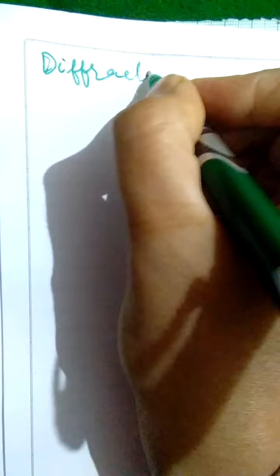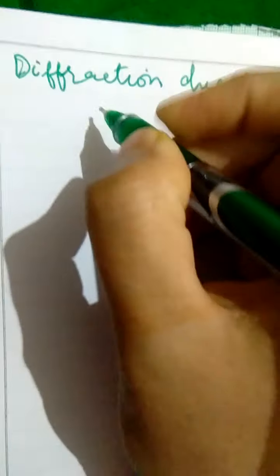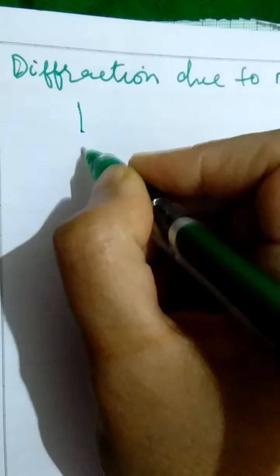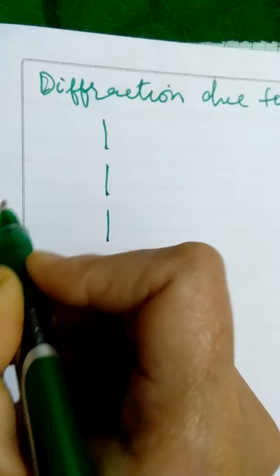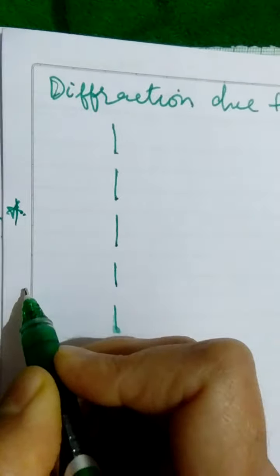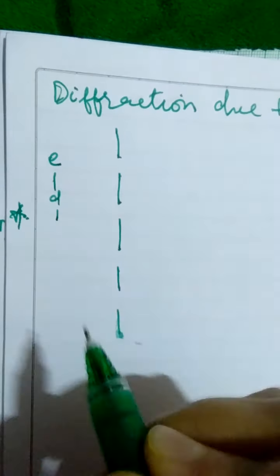Dear students, today we shall be discussing diffraction due to n slits. This will be largely based on your previous knowledge, right? Suppose you have n number of slits in this manner. All of them are illuminated by a common light source, right? E is the width of each slit and D is the distance between them.